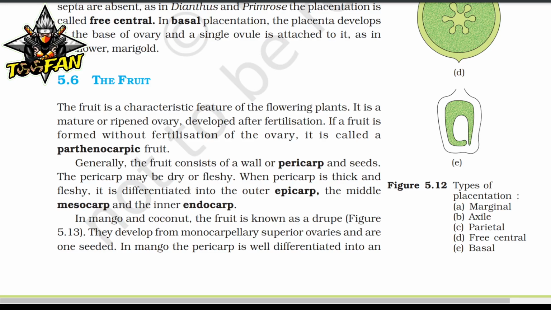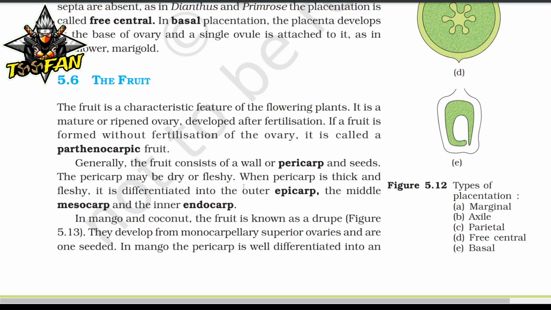The pericarp may be dry or fleshy. When the pericarp is thick and fleshy, it is differentiated into the outer epicarp, the middle mesocarp, and the inner endocarp. In mango and coconut, the fruit is known as drupe. They develop from monocarpellary superior ovaries and are one-seeded.